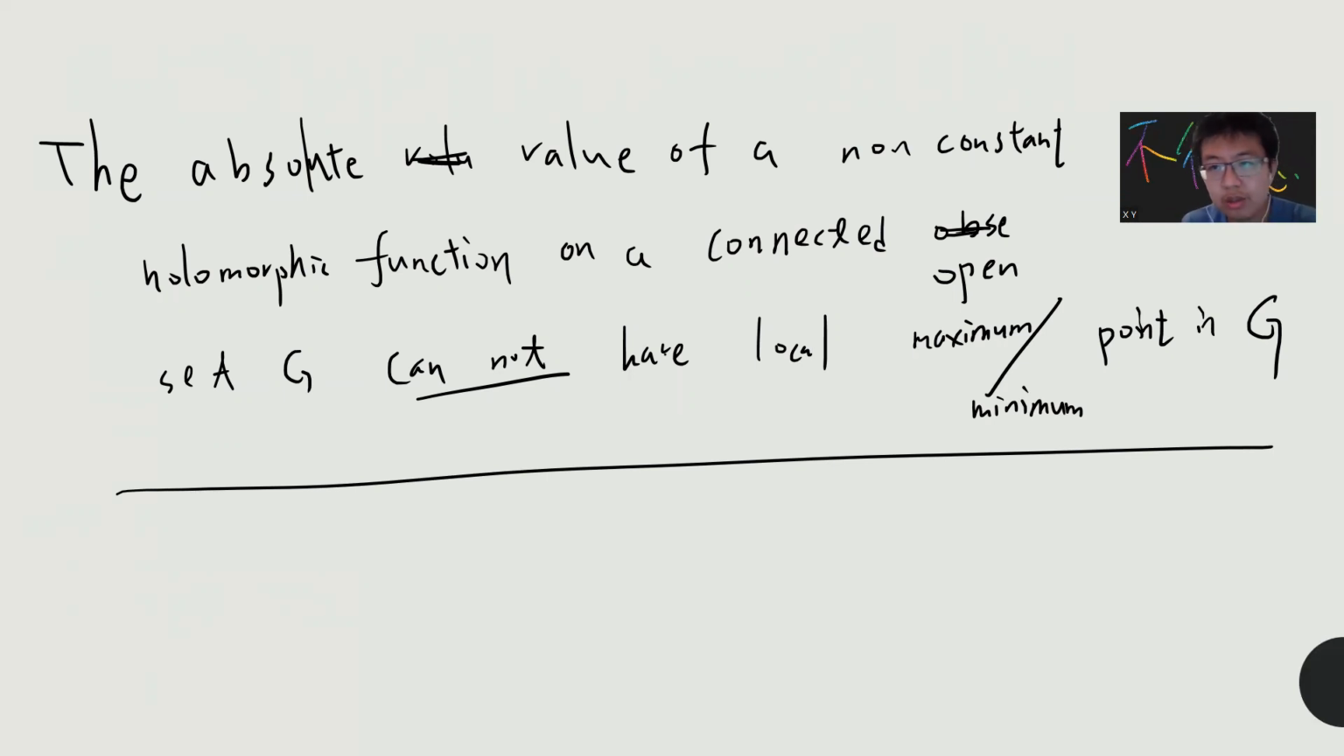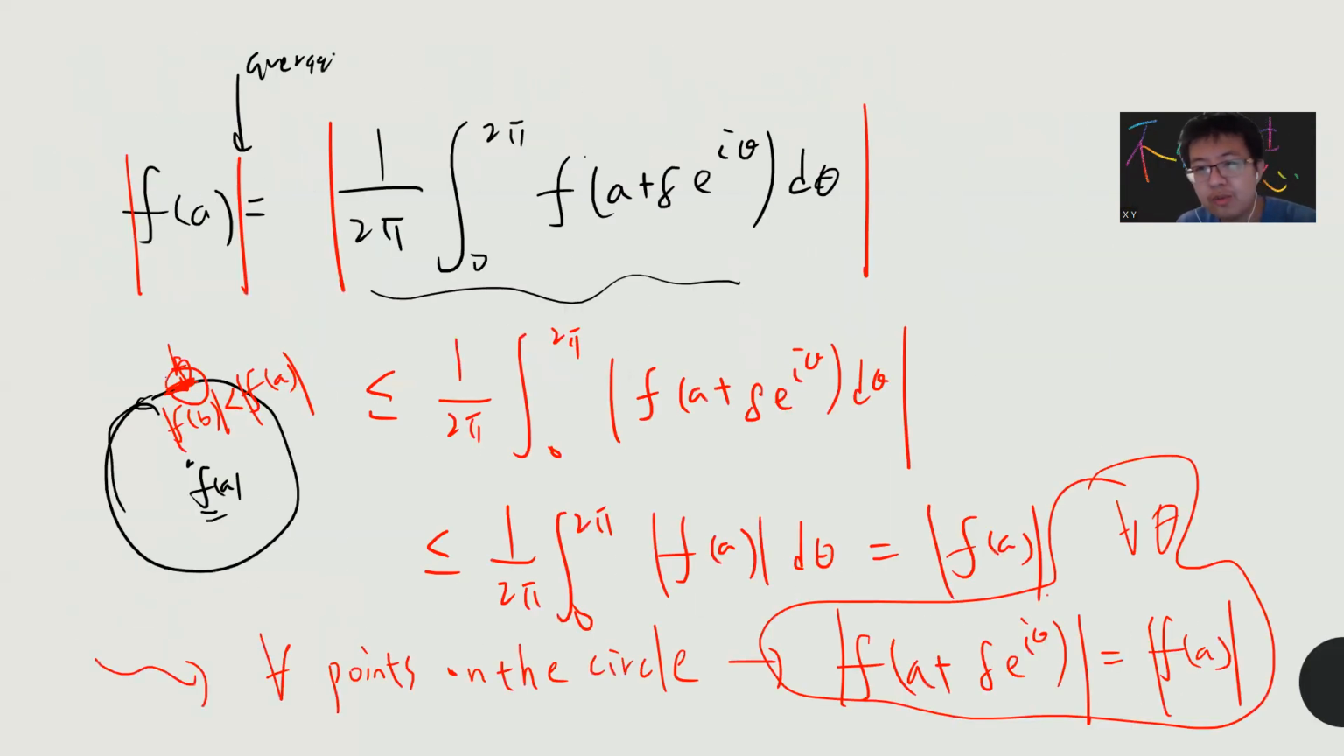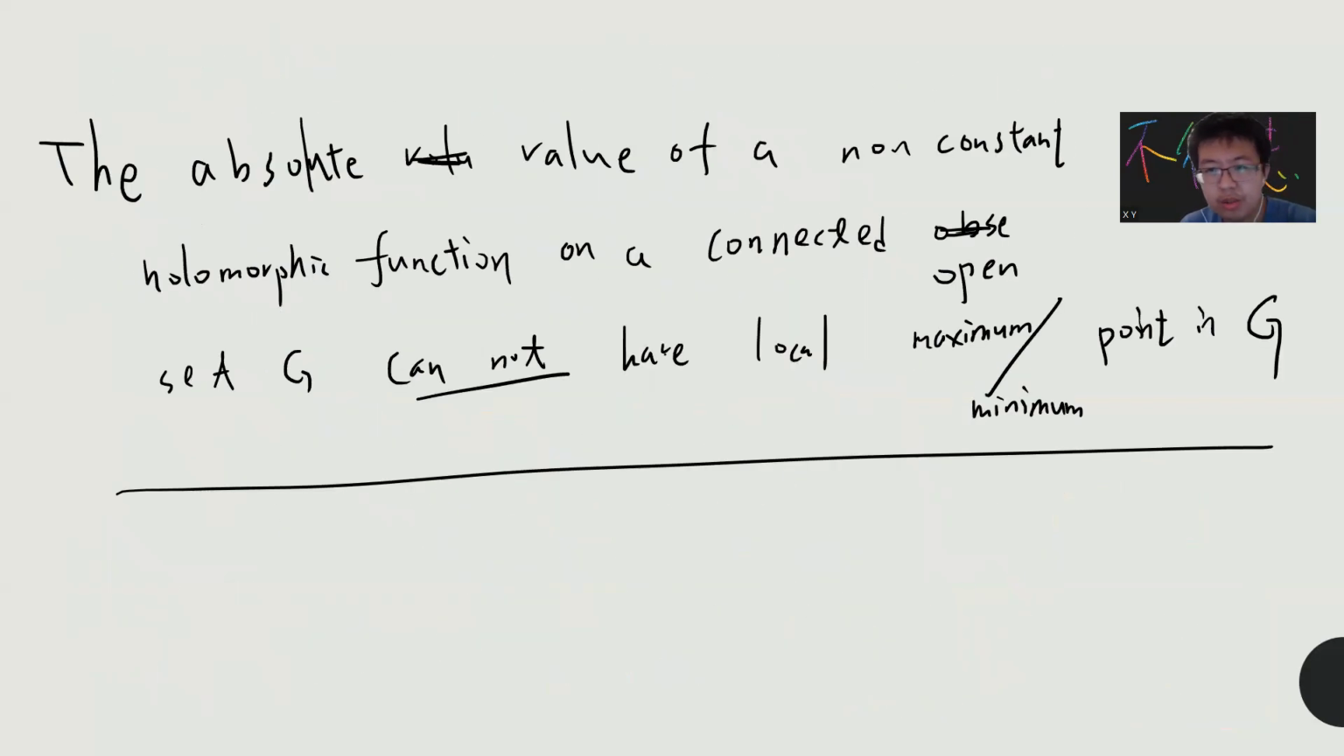Once you have this powerful result, you can also use it to prove the so-called Schwarz lemma, which is another powerful theorem. But I think this is already very amazing. Okay, so see you guys in the next video.